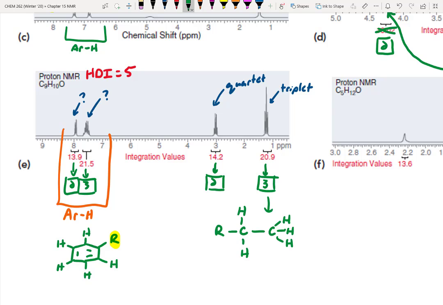All right, so over here, now it's starting to make sense, right? This triplet is right there. What do you think this quartet's going to be? Well, it makes sense that this quartet would be these 2, right? Because it integrates to 2. It's got 3 3-bond neighbors, gets split into a quartet. All right, so now we've got this kind of taken care of.